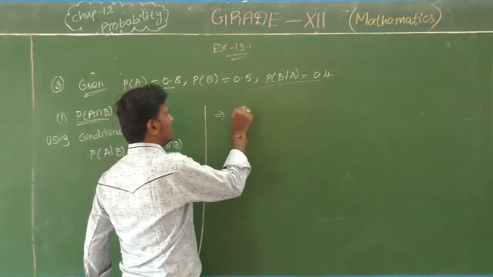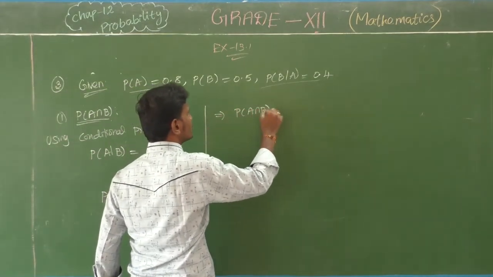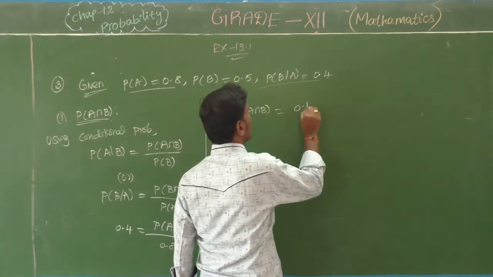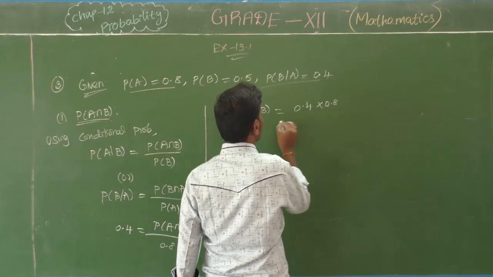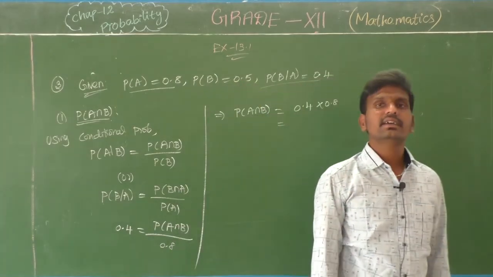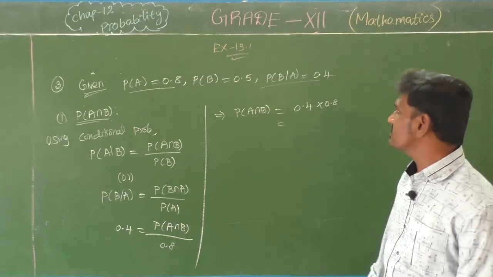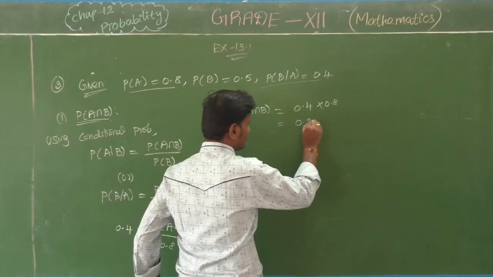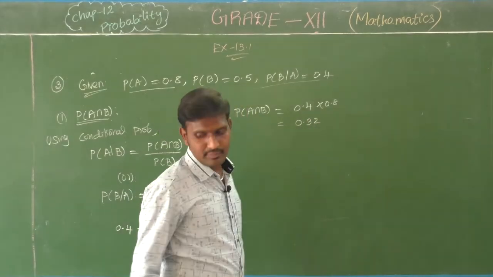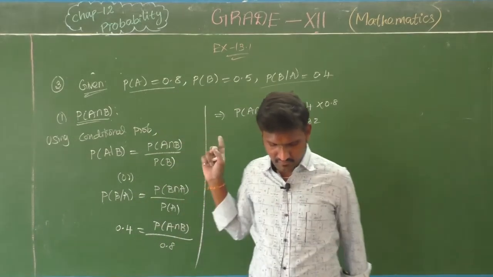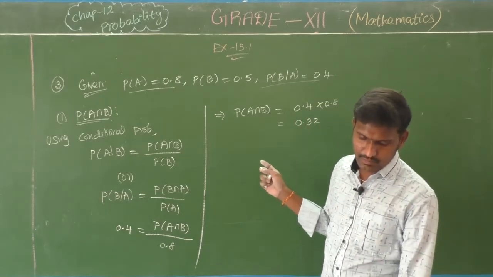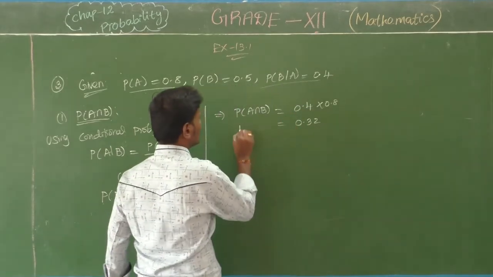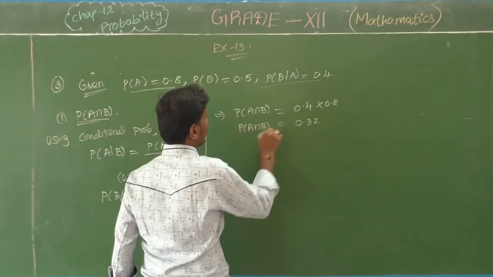So here I need P of A intersection B, which means we take the denominator to the numerator and multiply, 0.4 into 0.8. 4 8s are 32. So there are two decimals, 0.32. So that's all. So this is your first answer, P of A intersection B. We have found P of A intersection B.